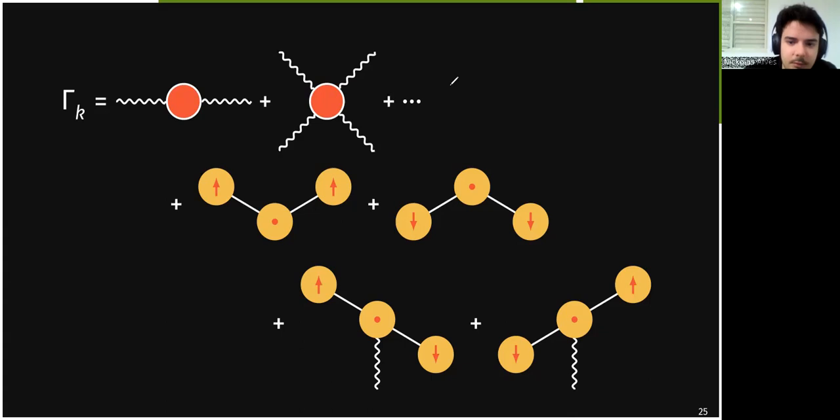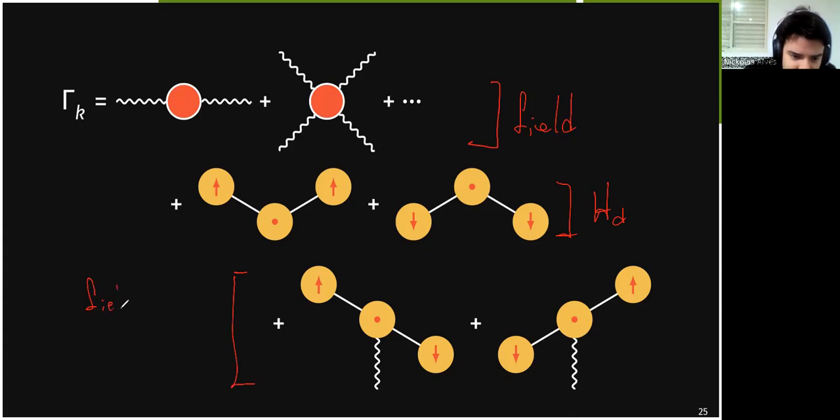So this here is the field description. This here corresponds to HD, which is a free Hamiltonian for the detector, and this here corresponds to the field detector interaction.